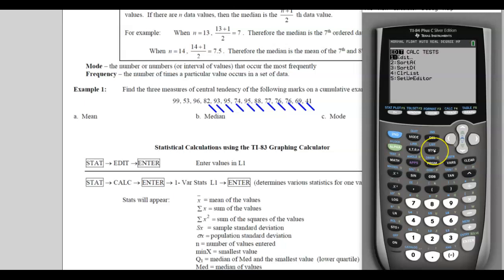So we'll stat again, because we're using our stats. And then we wanted to calculate some things. So cursor right to calculate. And what do we want it to calculate? It's called one variable stats. That's the only button we're going to use there for statistics. One variable stats. Enter on that. And you enter where your data is. So your list is in L1. There aren't any frequencies. They're all 1.